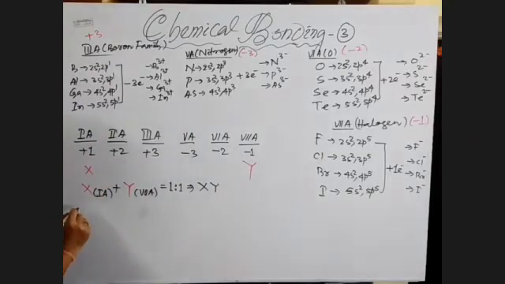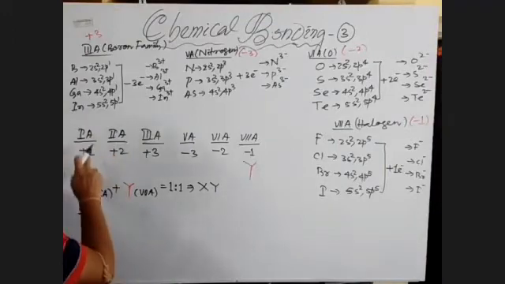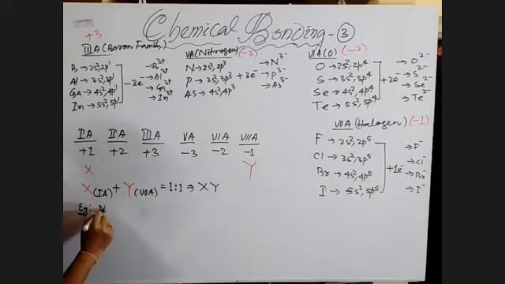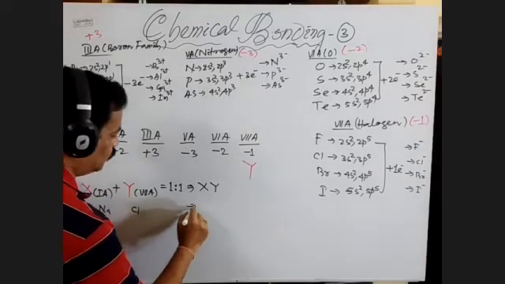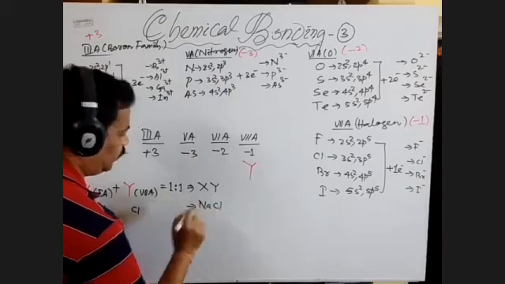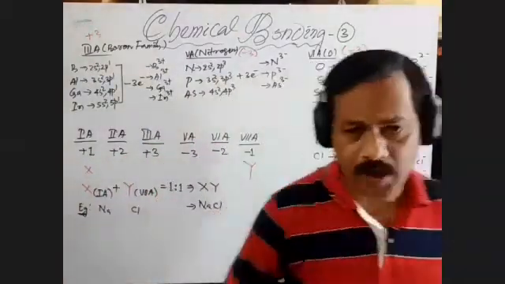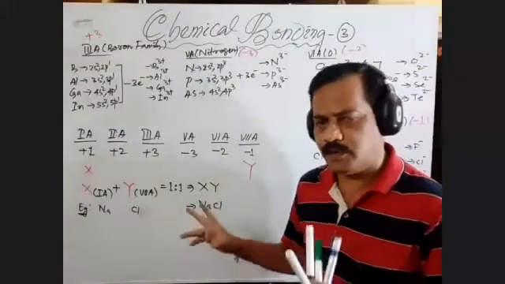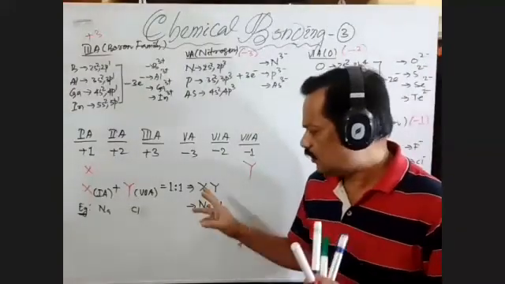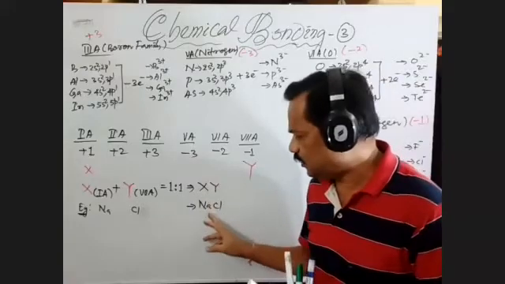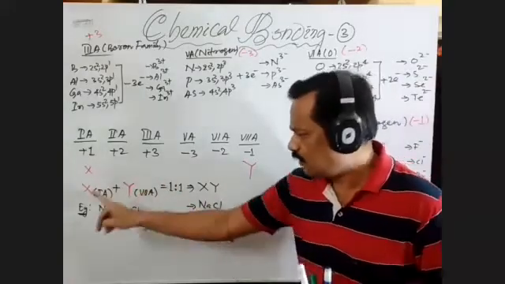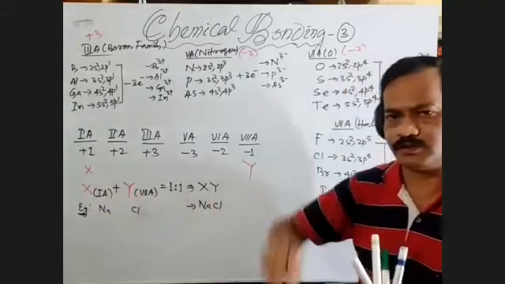One of the examples I can take here: X means 1A, that is Na. So if you take Na here, and this is a halogen, the 1:1 ratio will form NaCl. So that's the question we started our topic with: why is the chemical formula of sodium chloride NaCl, not NaCl2? Because it is a 1:1 combination.